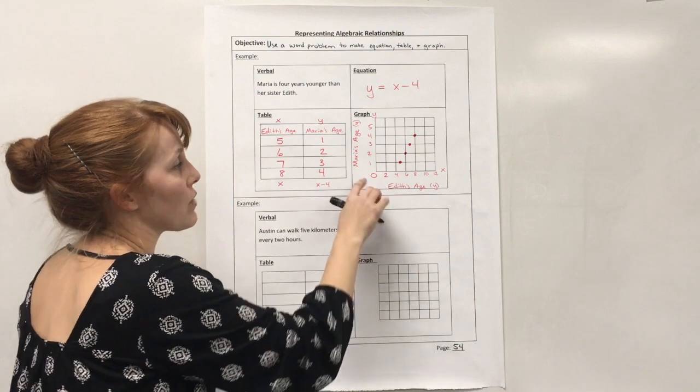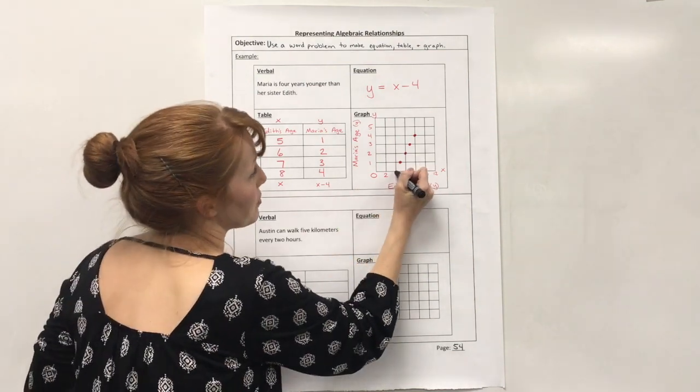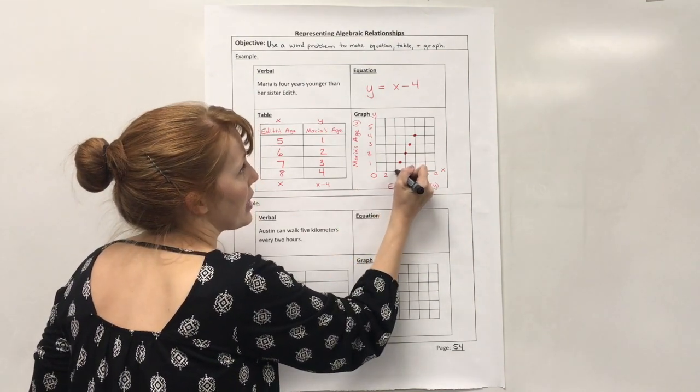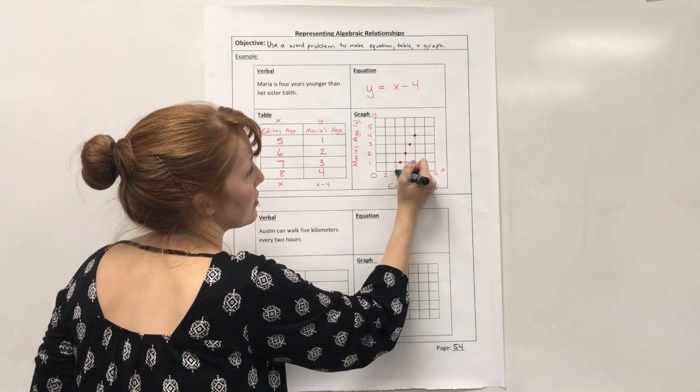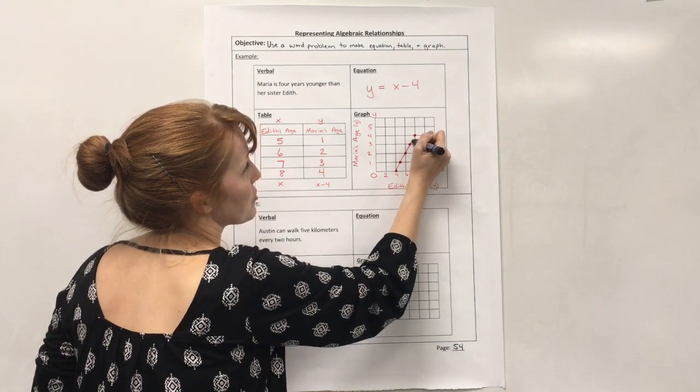And I could continue, like when Edith is 4, Maria would be 0 or just being born. And I could continue on the trend here. She's always going to be 4 years younger.